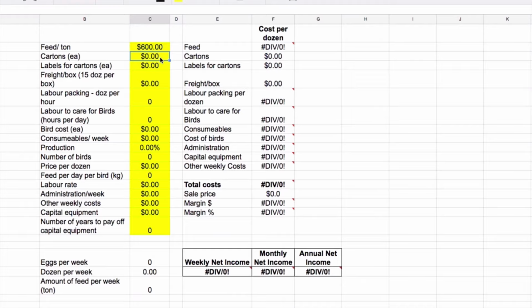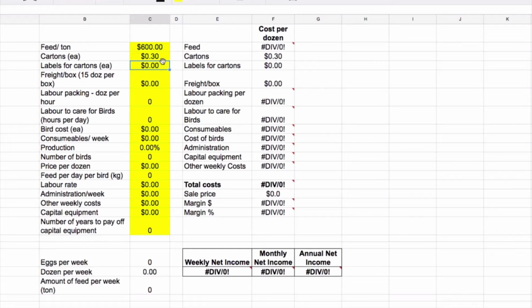Carton costs, so these are the 12-pack egg cartons, how much they cost per carton. I'll put in 30 cents. Again, you might be more or less. And some of those things, especially feed and cartons, and also pullets, if you buy your chicks in, come down to location, because a lot of the variable is freight.